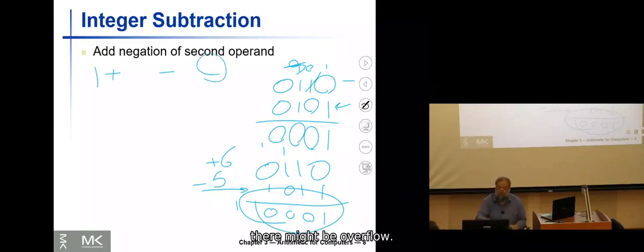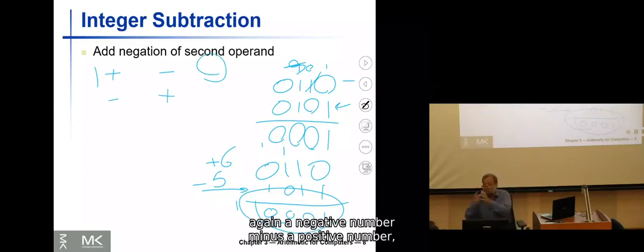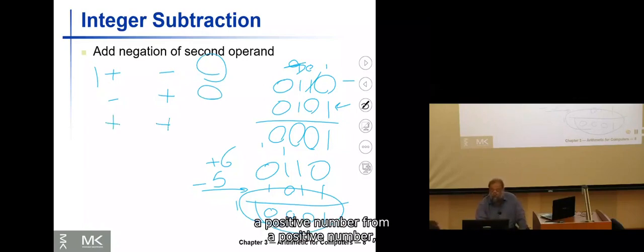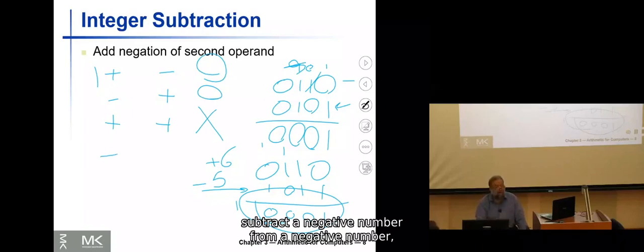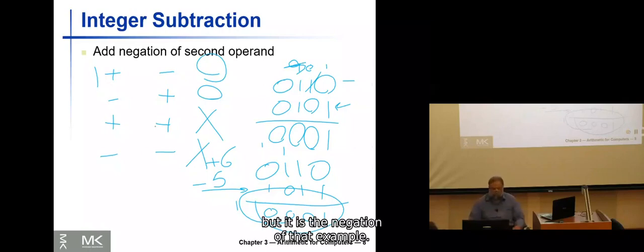So there might be overflow. If you subtract a positive number from a negative number, it is the addition of two negative numbers, so we might get overflow. But if you subtract a positive number from a positive number, overflow never happens. If you subtract a negative number from a negative number, you never get overflow. Again, it is the same thing that we talked about in addition, but it is the negation of that.